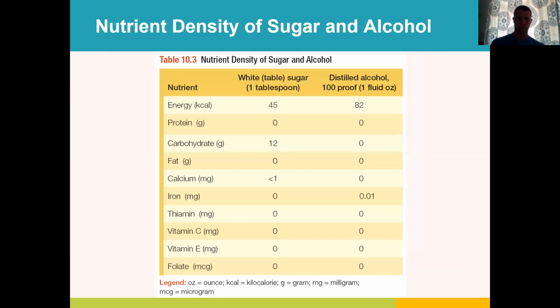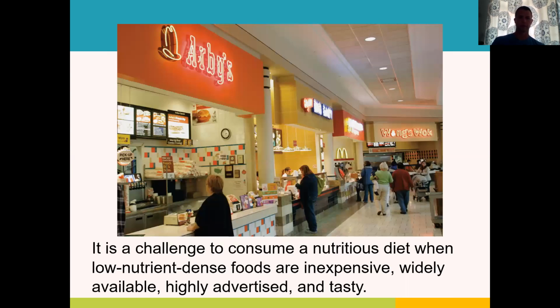Again, nutrient density of sugar and alcohol. They have their place in your diet depending on what you like to eat and drink. But yeah, you can look at it where basically they're energy for the most part, right? Is what it is. I mean, there's not many vitamins or minerals really in either one, but again, they can play their part in your diet. Okay?